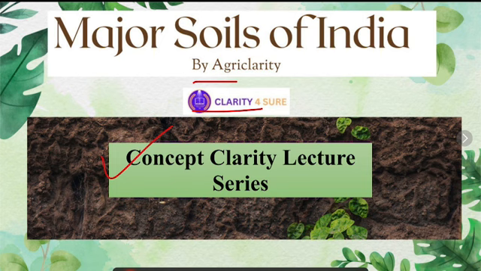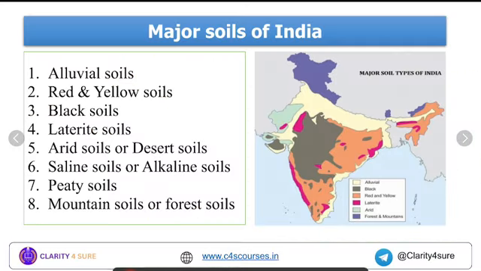And today's topic of discussion is major soils of India. So yes, let's just start with our today's topic, that is major soils of India. According to ICAR, we have total 8 major soils in India, which cover most of the geographical area of the Indian subcontinent. So the first is alluvial soil. Let's in brief discuss all these 8 soils. Okay. So first is alluvial soil.